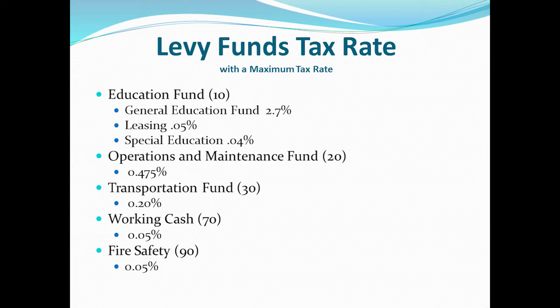And those are used. Working cash is used to cover something that's not budgeted that comes up that we have to pay for, so we can move that money from working cash into the appropriate fund to pay for some expense that we weren't necessarily expecting to occur. And then fire safety is for projects that are required by the state of Illinois to make sure that our buildings are safe and sound for our students to attend and our teachers to work in.